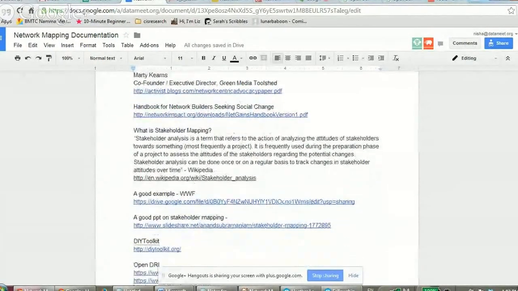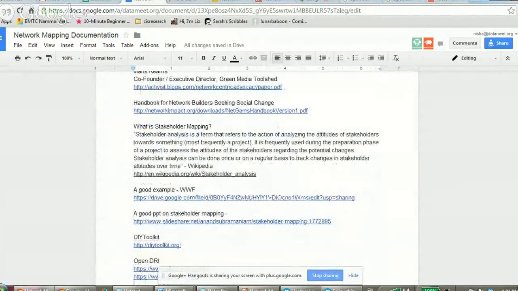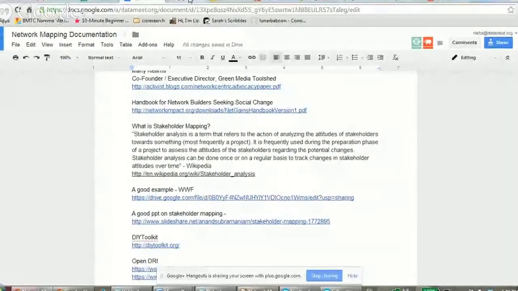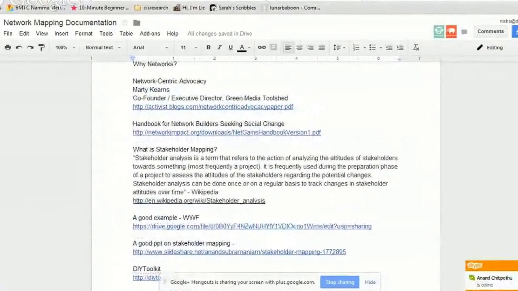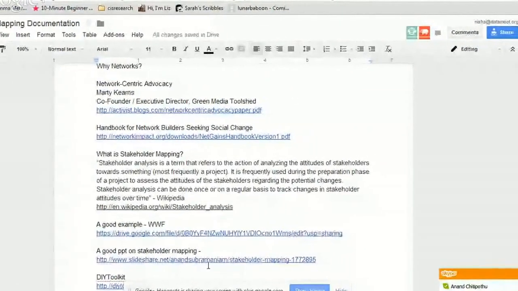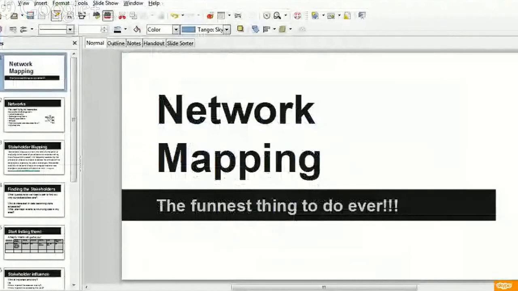So I want to talk about what is stakeholder mapping, and this is actually a fairly good definition from Wikipedia. It's an analysis term that refers to the action of analyzing the attitudes of different stakeholders. So you can go through these documents when you have some time. But I'm going to open up my presentation.